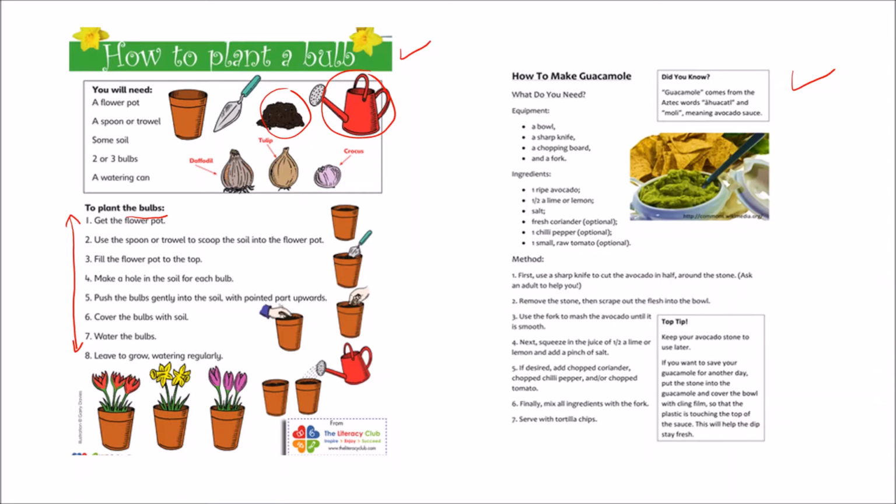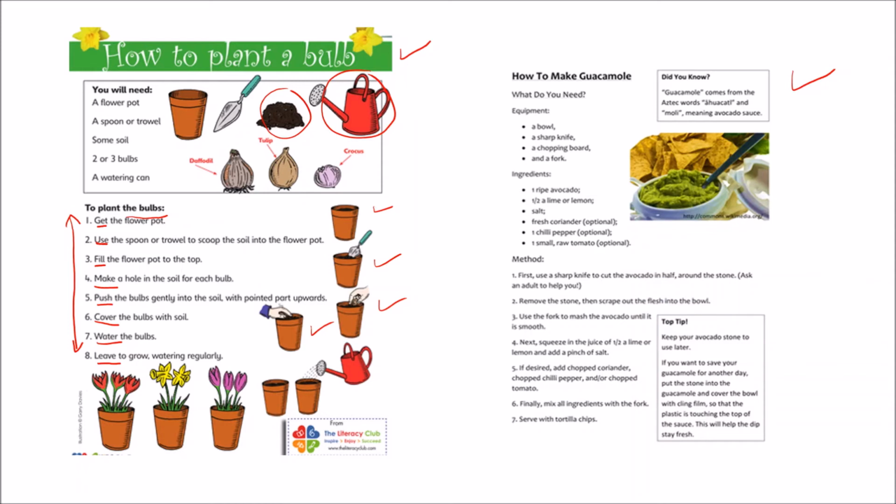Right, let's look at the first step. Get the flower pot. It starts with the command verb, get. Number 2, use the spoon to scoop the soil into the flower pot. Again, it starts with the command verb. And so on. There we have fill, make, push, cover, water, and leave. The command verbs are also known as the imperative form of the verb. And from the first step to the 8th step, they have pictures to guide you.